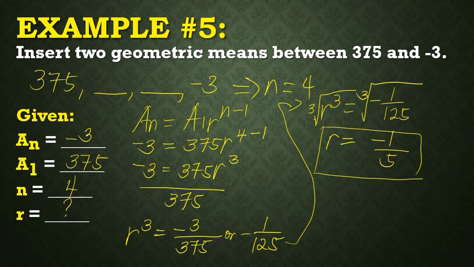So, i-multiply ngayon natin doon sa first term na 375 para makuha yung second term. So, 375 times negative 1/5, that is negative 75. Times negative 1/5 again, that is positive 15. And then multiplying negative 1/5 again, makukuha natin yung negative 3. So, yung mga geometric means na hinahanap natin, negative 75 and 15.